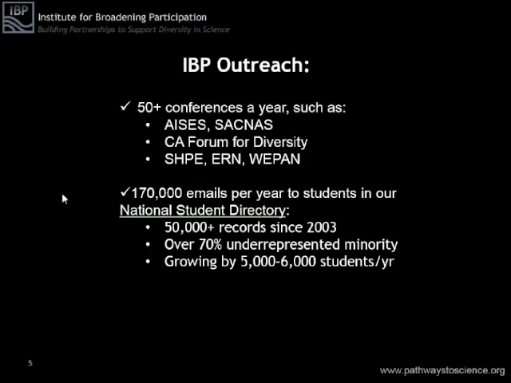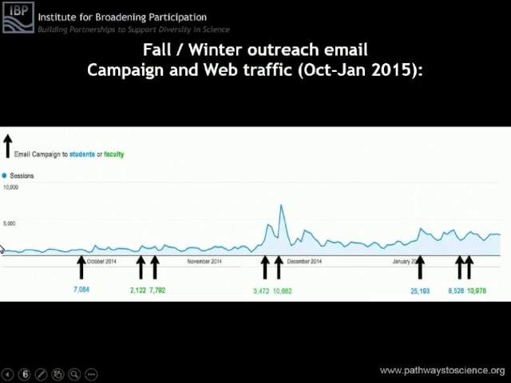We've been growing and maintaining this directory since 2003, and currently it has over 60,000 records of current and former students, over 70% of whom are self-reported underrepresented minority students. Through our own outreach efforts and through data sharing partnerships, the directory is growing by 5,000 to 6,000 students per year. We tap the directory to send targeted messages to various groups of students with reminders about upcoming deadlines and with information that is relevant to them about funded STEM opportunities.